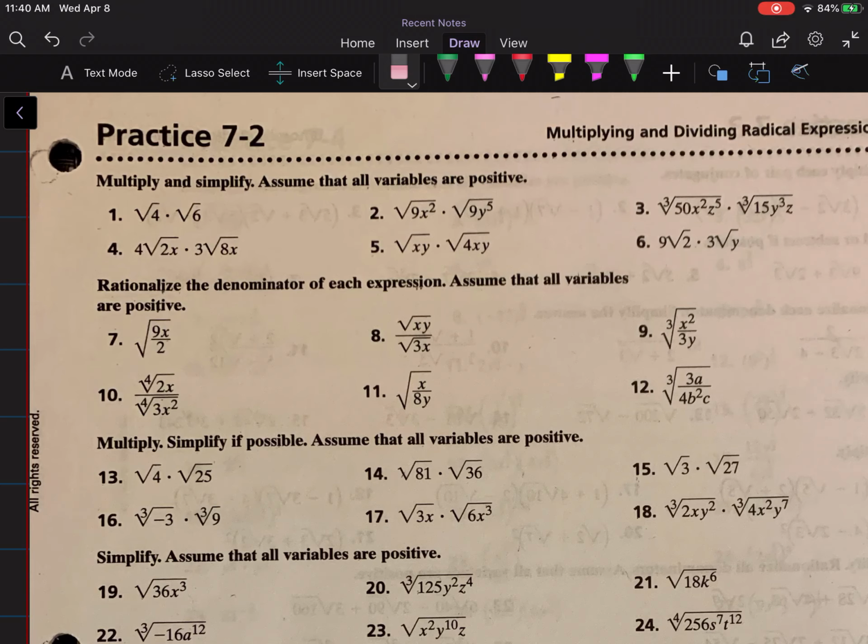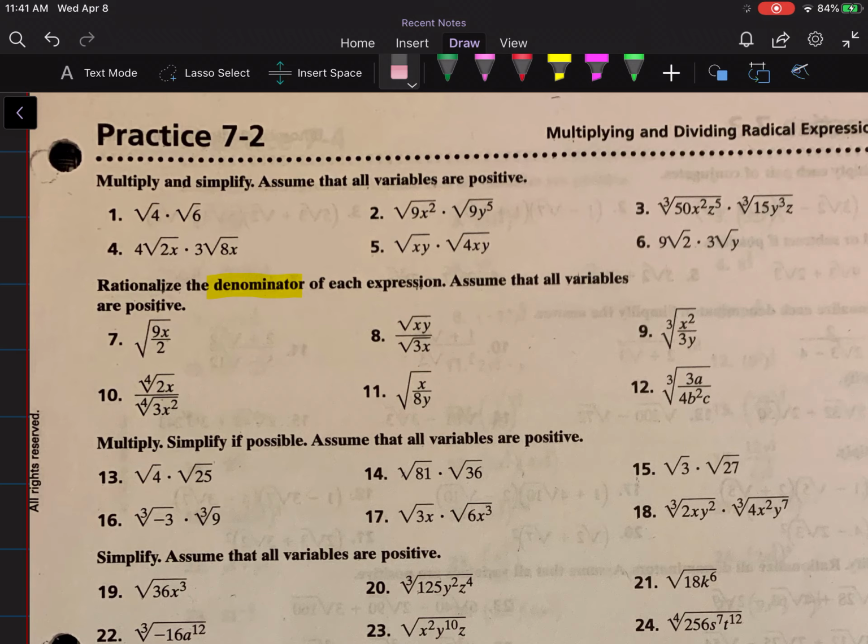Okay, so this next section says rationalize the denominator. Remember that the denominator is the bottom part of the fraction of each expression. Assume that all variables are positive. So here's the thing: you cannot have a square root of a number on the bottom. So that's why we've got to change it.